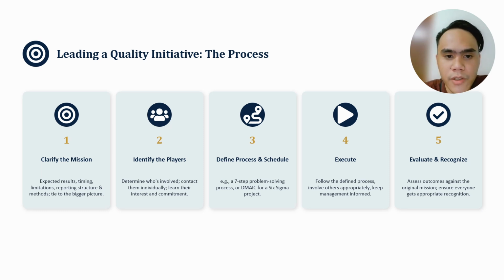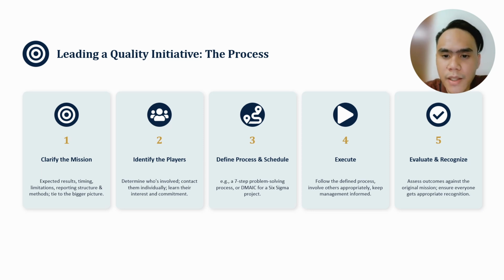Step one is to ensure that the project mission is clear: expected results, timing, limitations, the reporting structure, and methods to be used. Obtain the supporting data that indicates the project's value and determine how it relates to the bigger picture, the strategic plan, other projects, or day-to-day operations. Step two is to determine who the other players in the project will be and make contact with them individually. This is deliberately personal, one-on-one contact. The goal is learning their actual interest in and commitment to the project, not just noting their names on the organizational chart.